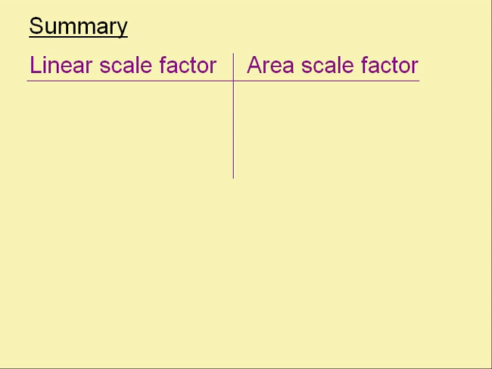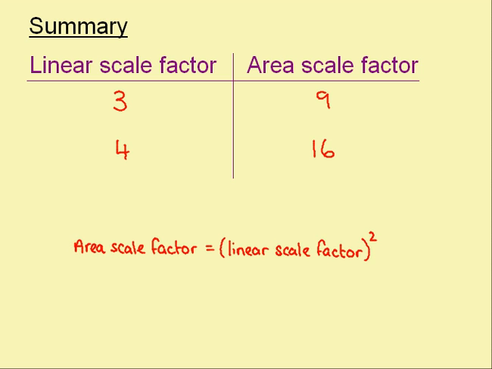So in the questions that we've just done, when we had a linear scale factor of 3, the area scale factor was 9. And when we had a linear scale factor of 4, the area scale factor was 16. You've probably noticed that the area scale factor is always the square of the linear scale factor. You need to make sure that you know this fact for the questions that are coming up now.